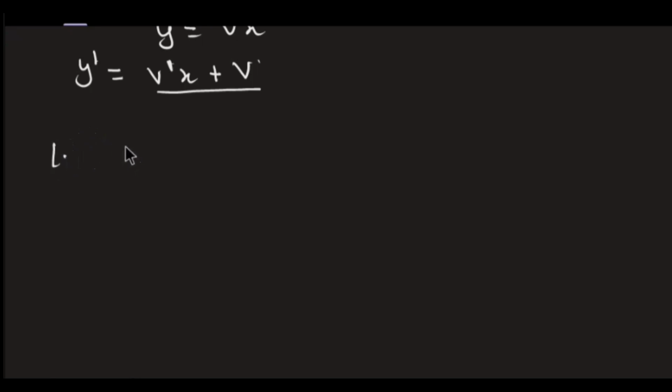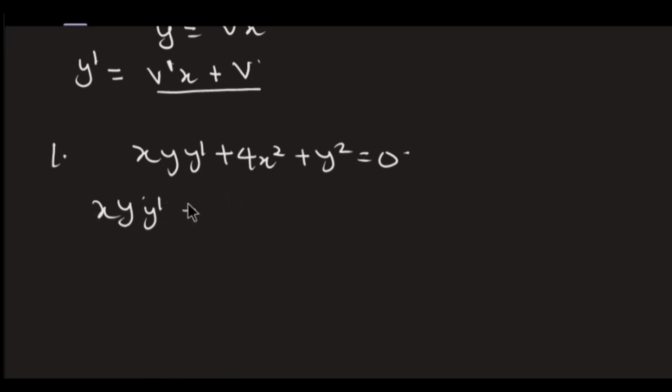So my first example, we are solving xy y prime plus 4x squared plus y squared is equal to 0. Once we have such an equation, you ask yourself, how do I solve this equation? Whenever you have a messy equation this way, you make sure that you make the coefficient of your y prime to be 1.